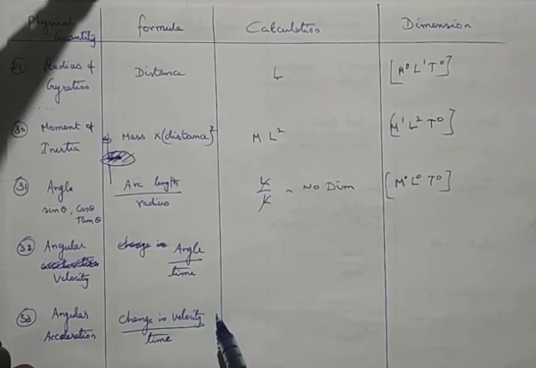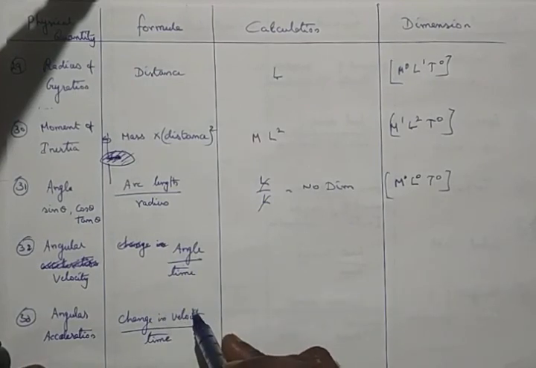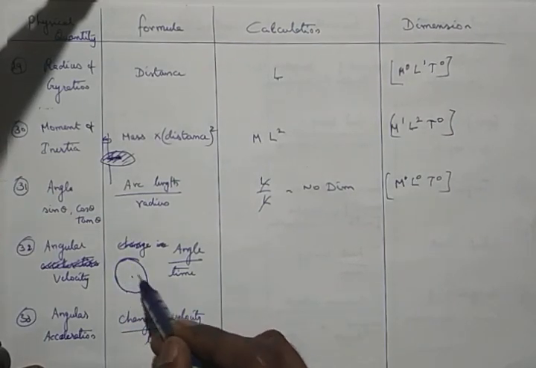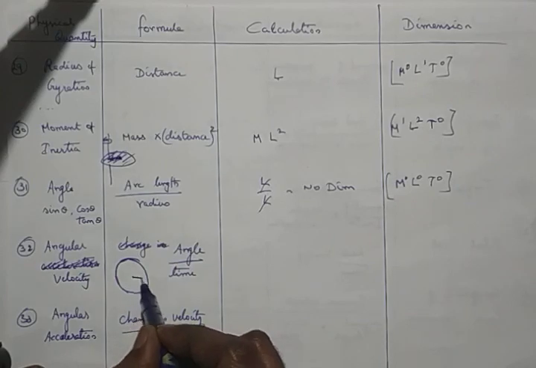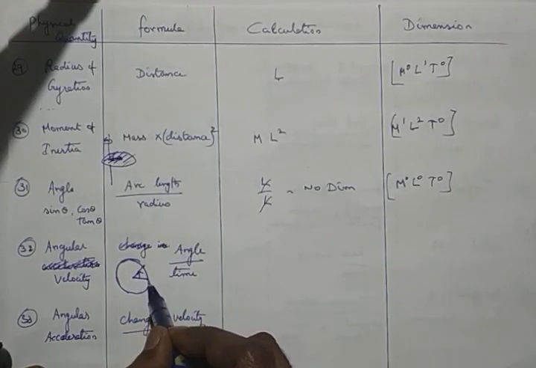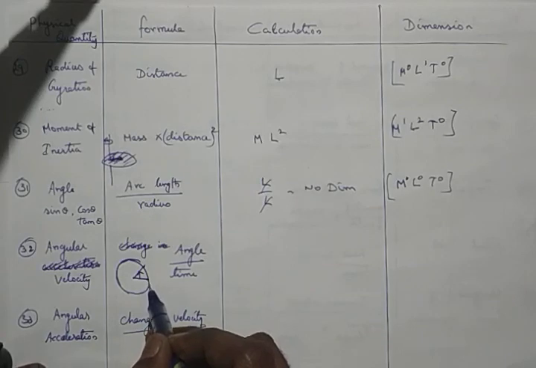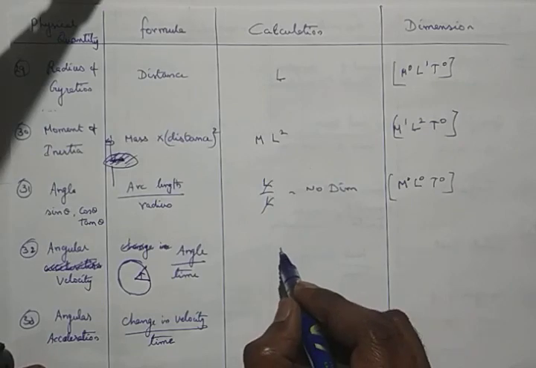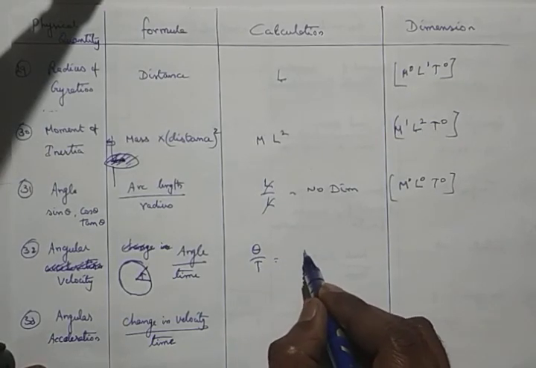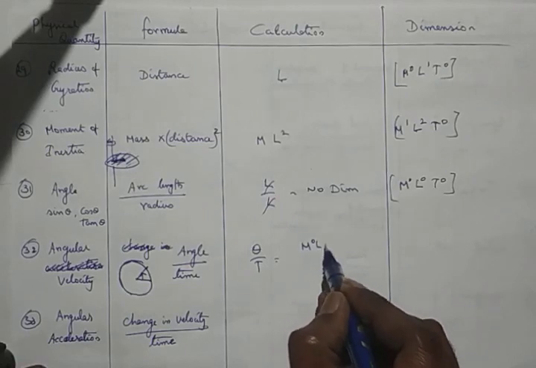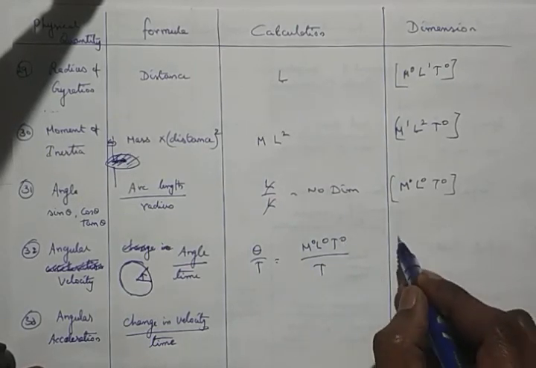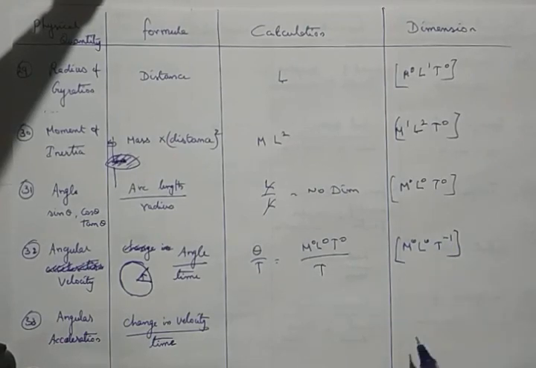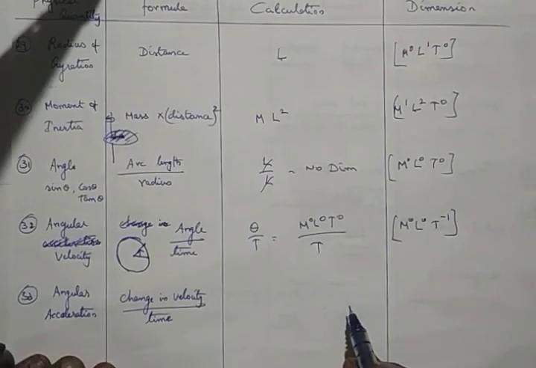Next one is angular velocity. Angle upon time. Suppose a body is going in a circular path with a fixed radius. It makes an angle and moves in the circle in a fixed interval of time. That speed at which it goes in circular motion is called angular velocity. So it is theta upon time. Theta has no dimension, so M0 L0 T0 upon T. So you will get M0 L0 T minus 1 as the dimensional formula for angular velocity.